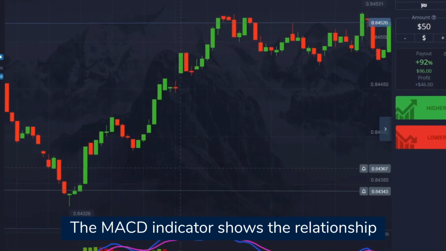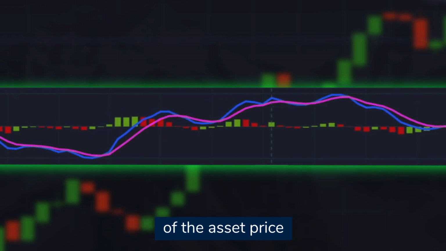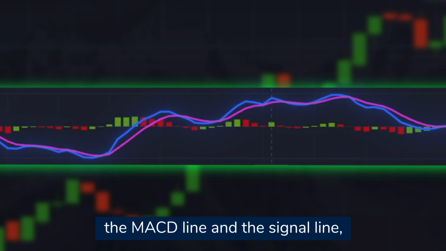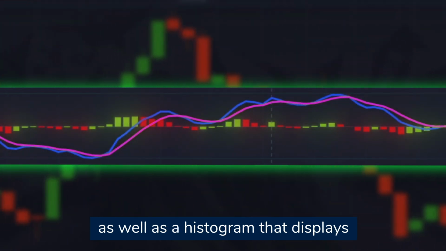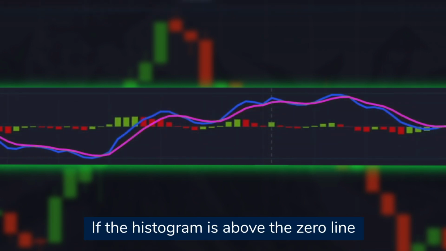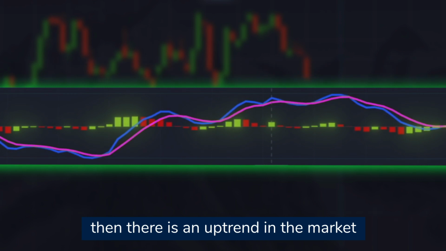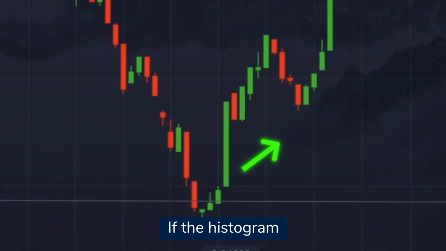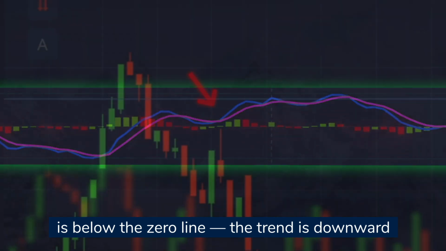The MACD indicator shows the relationship between two moving averages of the asset price. It consists of two lines, the MACD line and the signal line, as well as a histogram that displays the difference between these lines. If the histogram is above the zero line and the peaks of the histogram bars are consistently rising, then there is an uptrend in the market. If the histogram is below the zero line, the trend is downward.